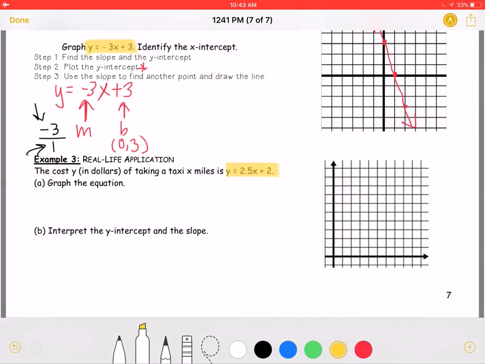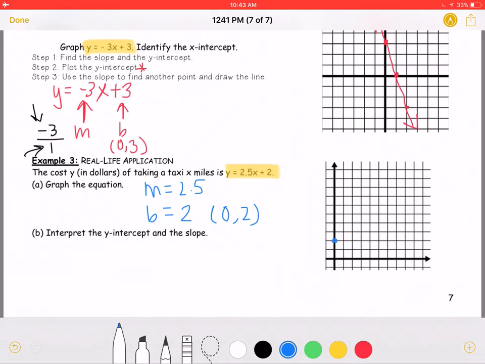So again, to graph it, when we have it in y equals mx plus b form, let's identify what our slope and our y-intercept are. So my slope is 2.5, and my y-intercept is 2, which means I'll have the point (0, 2) on my graph. You always want to start with your y-intercept. x is always going to be 0, that's why I put a 0 here, and then whatever your y-intercept is, that's your y value. So now we're just going to plot that point. I'm going to go to (0, 2) and place a point. So that's my first point.